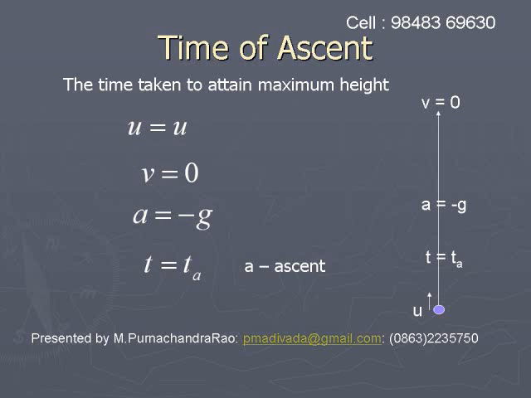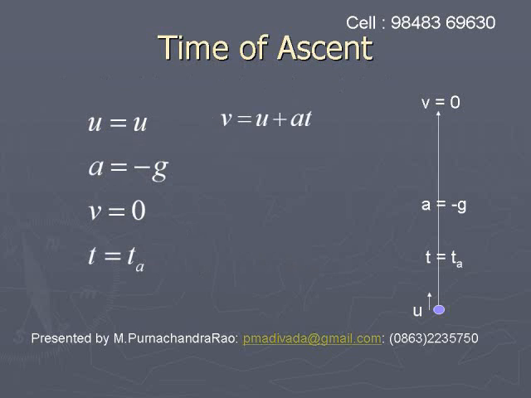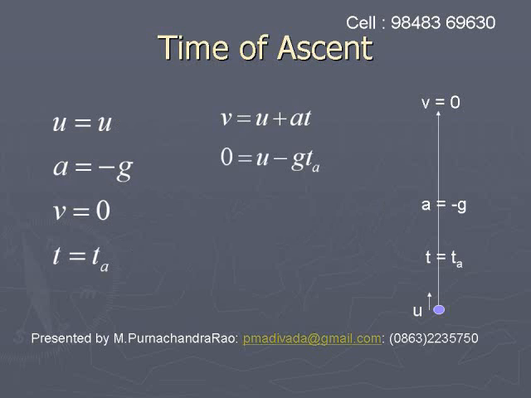Let us use the relation v is equal to u plus at. In this relation, we substitute u is equal to u, a is equal to minus g, v is equal to 0 and t is equal to ta. Then we will get 0 is equal to u minus g ta, or g ta is equal to u. Therefore, ta is equal to u by g. This is the relation used for finding the time of ascent.